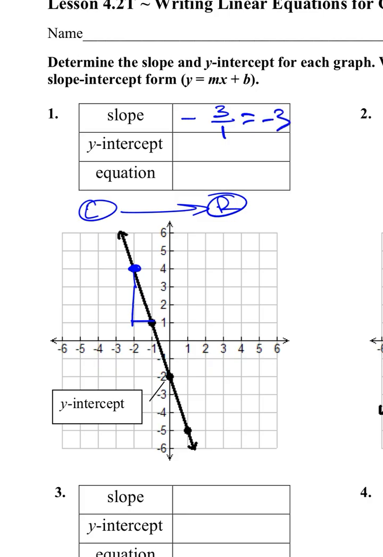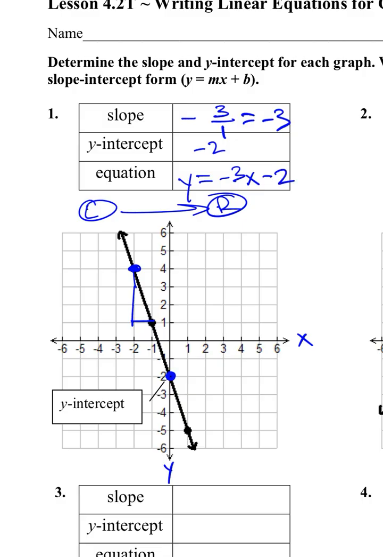Now, my y-intercept is the point at which this line crosses the y-axis. So here's your x-axis, here's your y-axis. And at what point does this line cross the y-axis? It's at -2. So that is my y-intercept, -2. So my equation in slope-intercept form is y equals my slope, which is -3, times x, and in this case, it's -2, because that's my intercept.